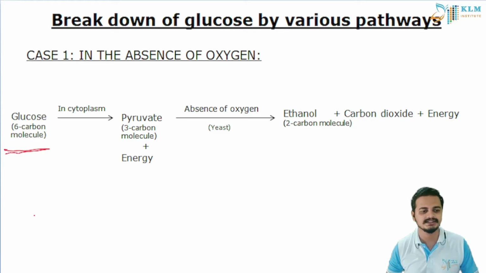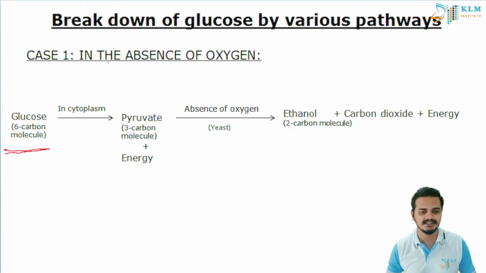a carbohydrate. It is a 6 carbon molecule. It is the basic element or basic compound which we gain energy from. Every carbohydrate should break down to glucose to give us energy. So how do we get energy from glucose? Let's see, there are three cases.